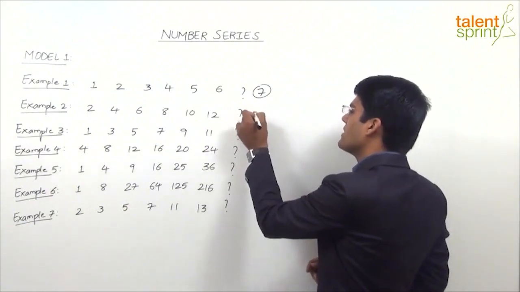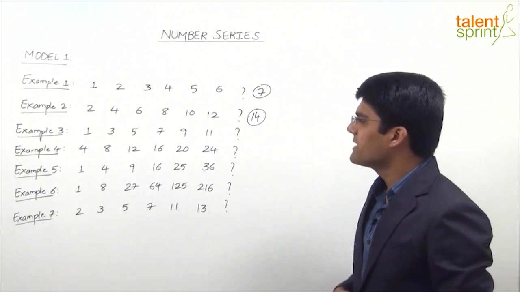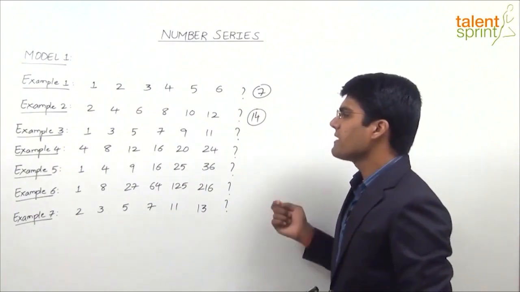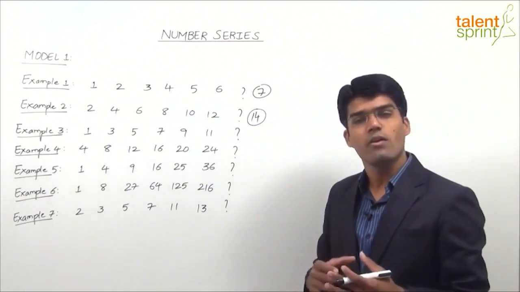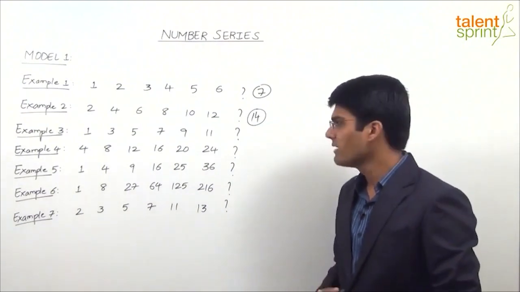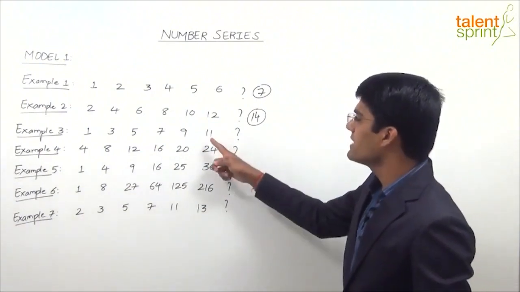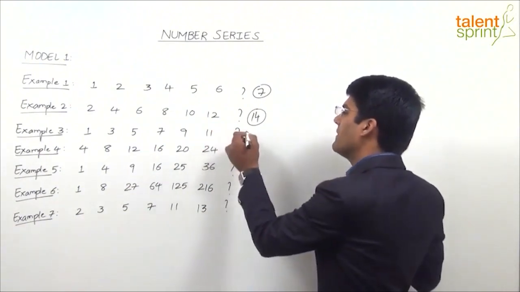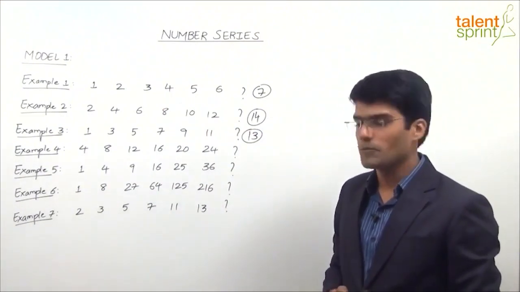So the answer for question number 2 here is 14. The third example says 1, 3, 5, 7, 9, 11, question mark. So again, our job is to find out what comes in place of the question mark. As you can observe, these are all consecutive odd numbers. So the next consecutive odd number after 11 is 13. So the answer for question number 3 here is 13.